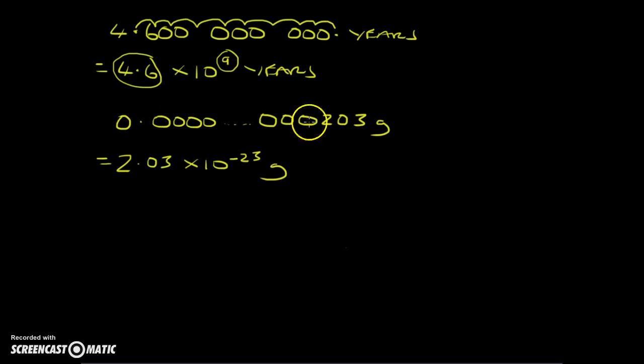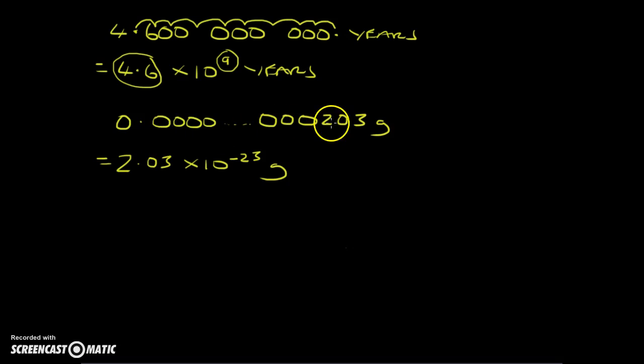Same sort of process for this number. This is a very, very small number. Sorry, what I should have mentioned earlier was this is the approximate age of the Earth in years, and this very small number is the approximate age of a carbon atom in grams.